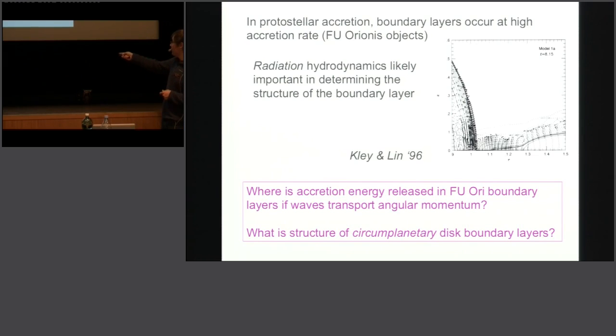Where really is the accretion energy released in these FU Orionis boundary layers? And then perhaps if we went to an analogous situation of circumplanetary disks, so forming planets which are themselves surrounded by disks, perhaps those have boundary layer accretion. How does boundary layer accretion work in that kind of planetary accretion environment?